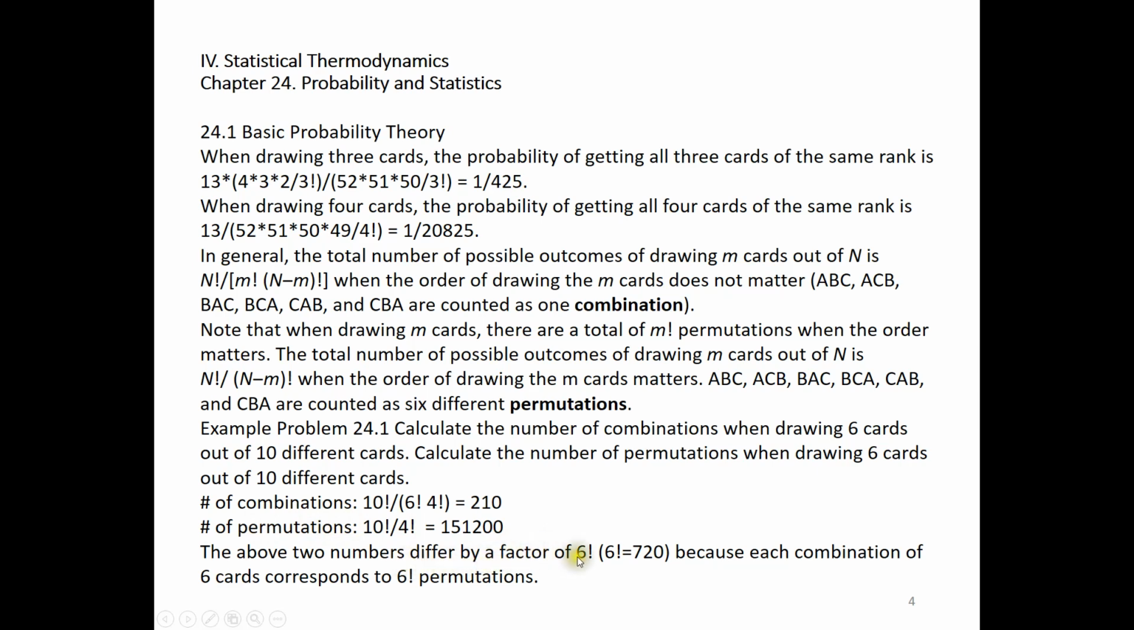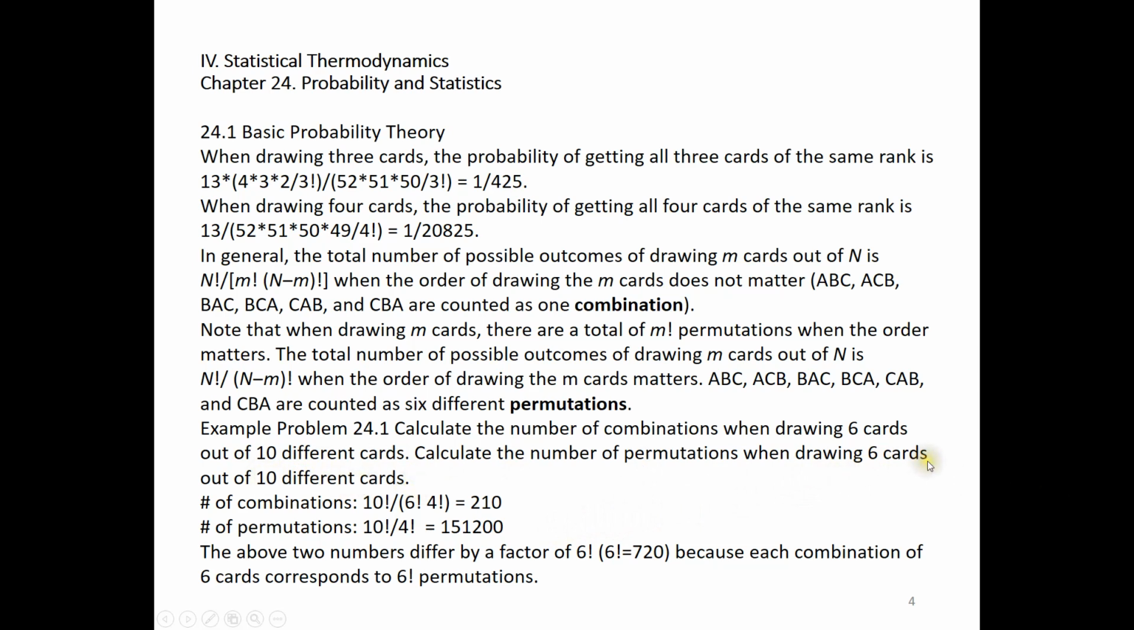for every single combination there are 720 permutations. 6 times 5 times 4 times 3 times 2 times 1, that's 720. So these two numbers differ by 720. 210 times 720, you get a number greater than 150,000. Such a large number of permutations when you just draw 6 cards out of 10.